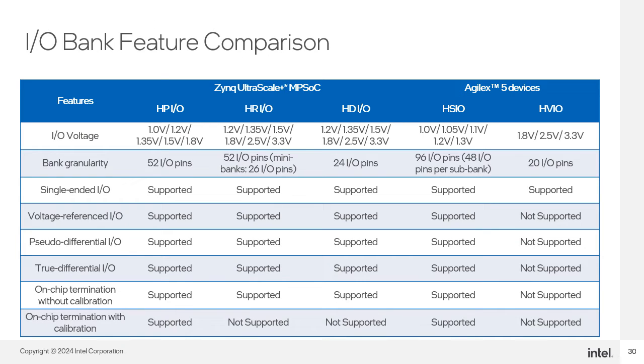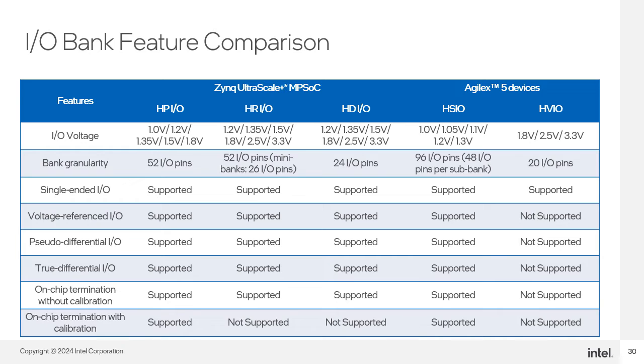When migrating from Zynq UltraScale Plus to Agilex 5 devices, the supported I/O features vary. Some key differences are the voltage support in each different bank type and the bank size. The I/O voltage in HPIO, HRIO, and HDIO are on a per bank basis, while the Agilex 5 I/O voltage granularity is on a per sub-bank basis, allowing higher placement flexibility.